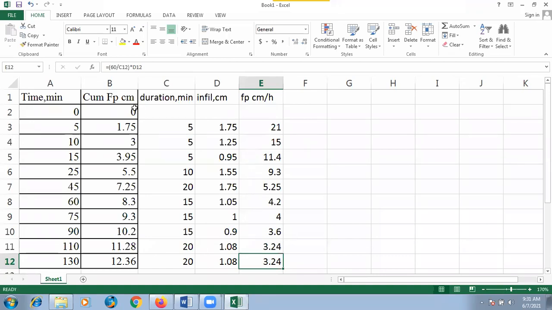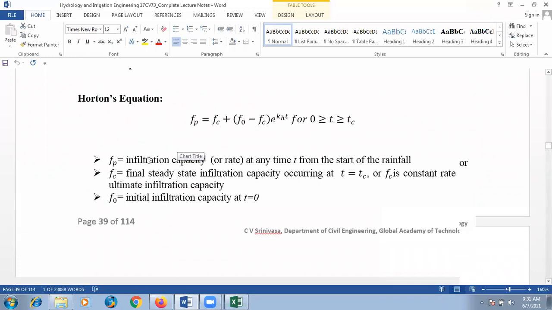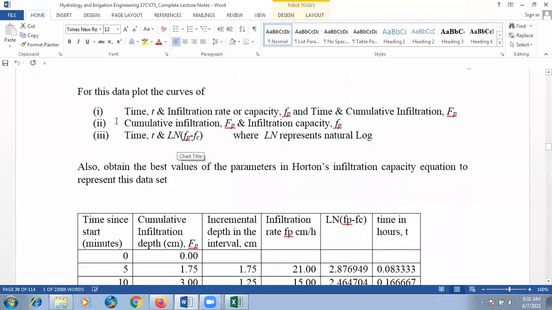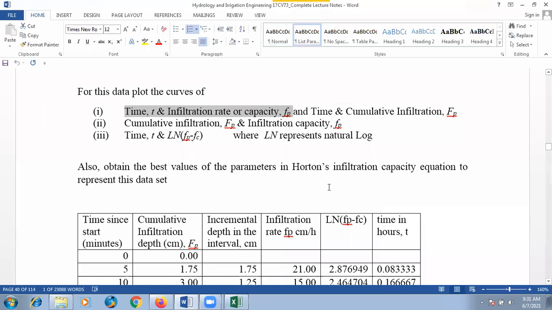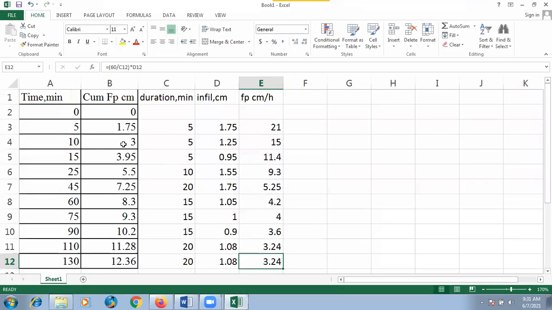And similarly, now the requirement as per the problem, down below: a plot of time t versus infiltration capacity Fp. So this needs to be done. The first graph is t versus Fp. This is time t, then this is Fp. I would plot this in Excel itself.